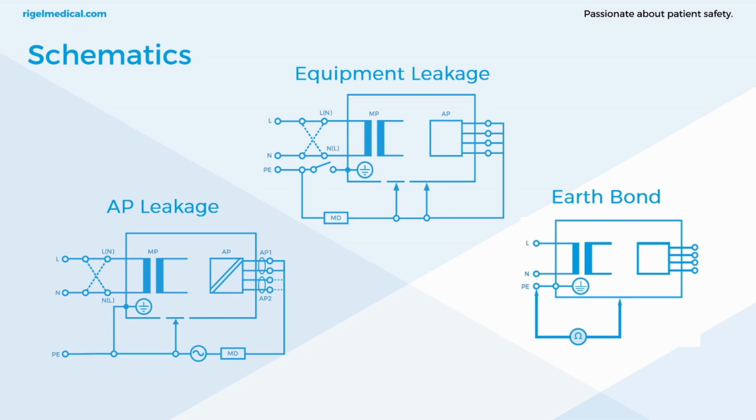The reason I highlight these is it helps to understand how the safety analyzer measures leakages and earth bond, and also how you're going to set things up. And as a quick reference, if you want to look at these schematics for each standard and code, depending on what firmware you've got installed on your device, it will have these schematics available for that specific standard. This is useful for training, or if you're out in the field as a quick guide.